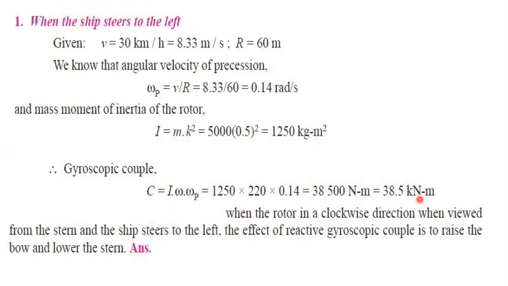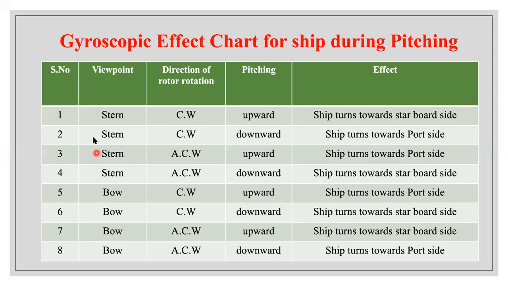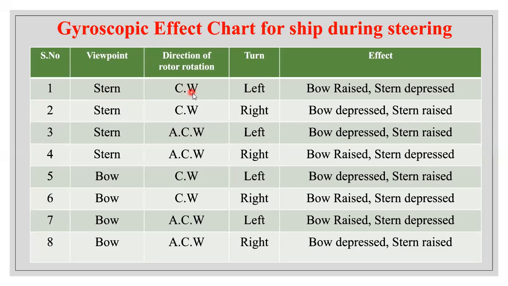For writing the effect, we just need to know which direction the rotor is rotating, from where we are seeing, and whether the ship turns left or right. When the rotor rotates in a clockwise direction, viewed from the stern, and the ship steers to the left, just go to the tabular column. You're looking from the stern, the rotor is rotating in a clockwise direction, and the ship is taking a left turn. So the bow is raised and the stern is depressed. This is the effect.